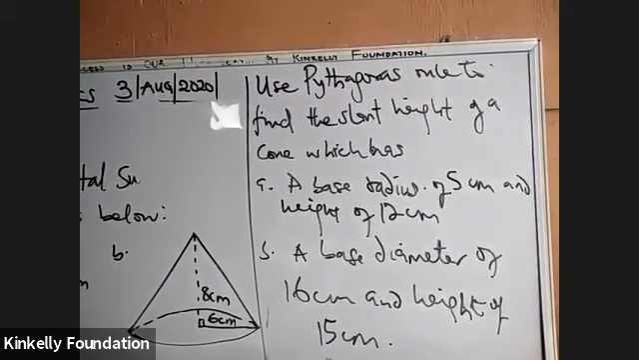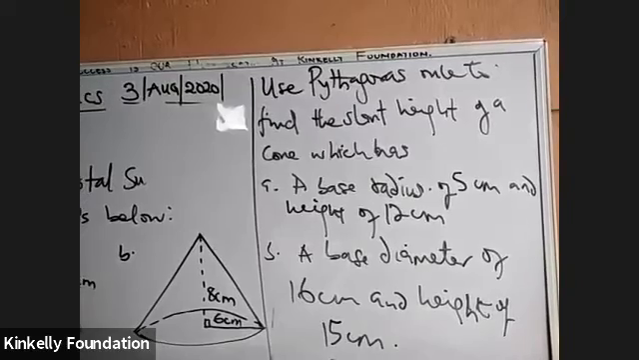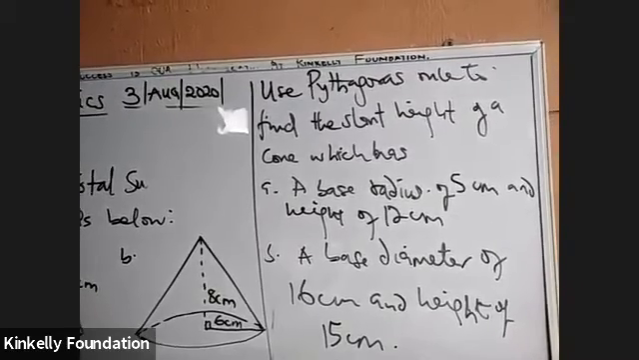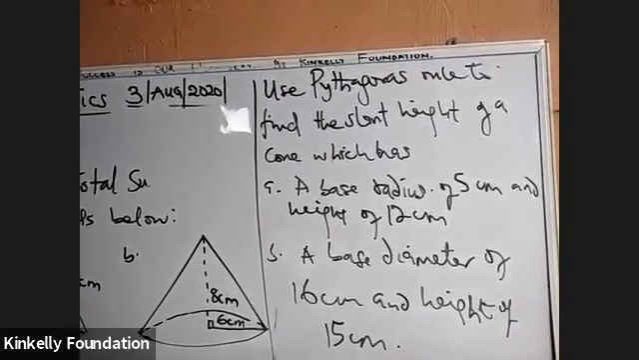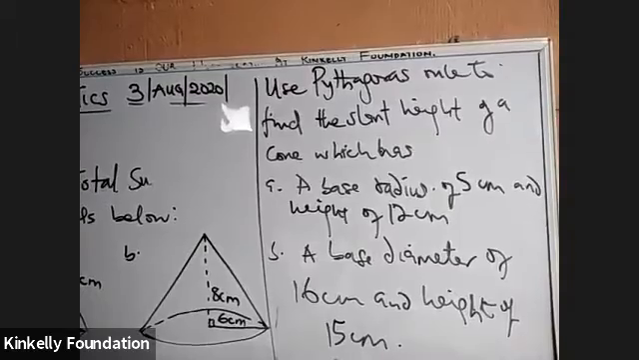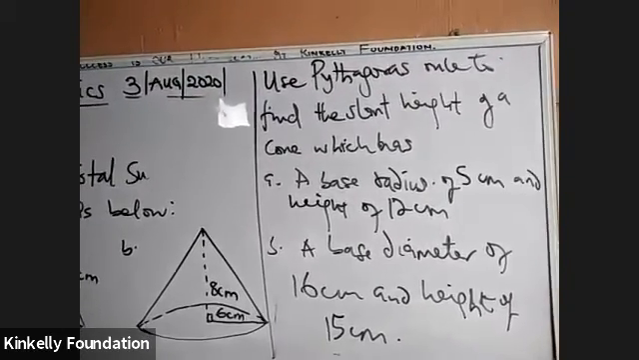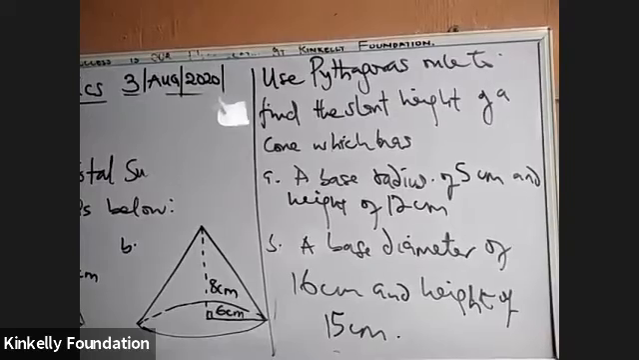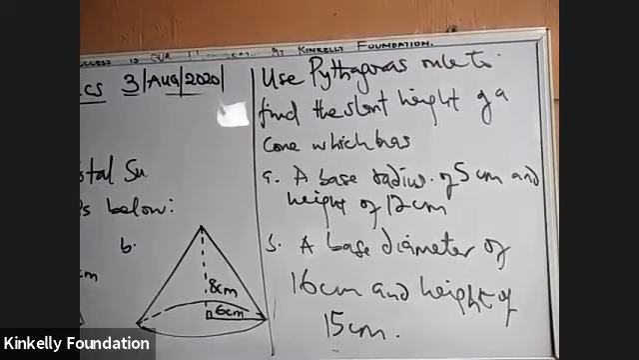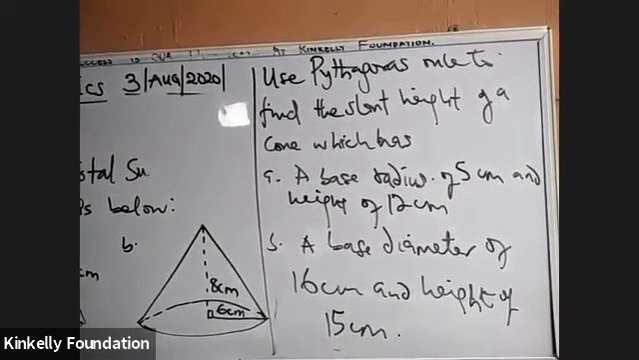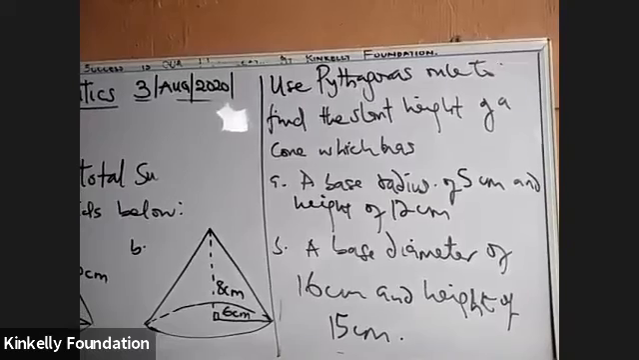Find the total surface area of a cone which has a base radius of 5 cm and a height of 12 cm, and the base diameter of 16 cm and the height of 15 cm. Send in your answers once you are done.